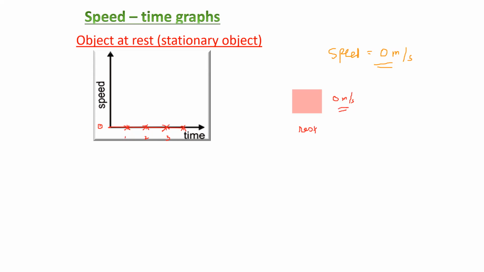Is it clear? The first case for a speed time graph, when the object is at rest or stationary or not moving. Because for an object to be stationary or at rest, it should not move, so the speed should be 0.